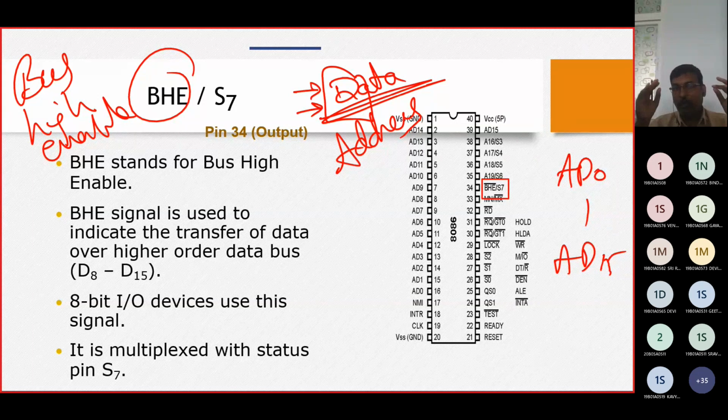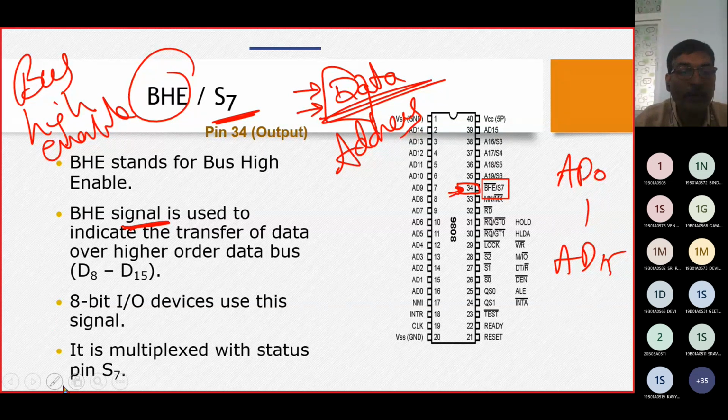So how can I make an address transfer? How can I make a data transfer? It is going to be taken up with a select line signal, S7, and this S7 is going to be given at pin number 34. We are able to see that.